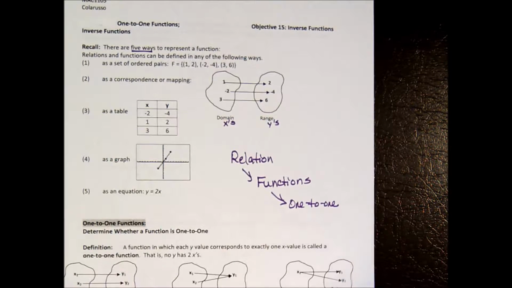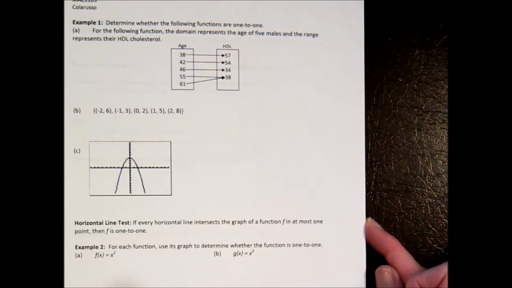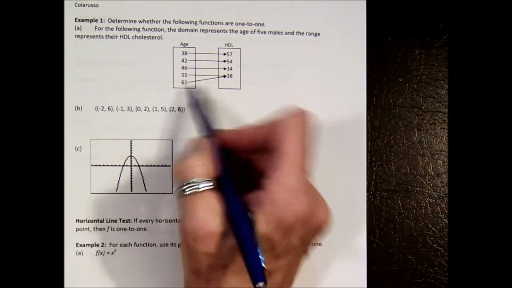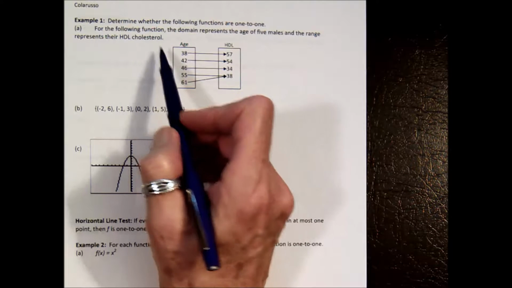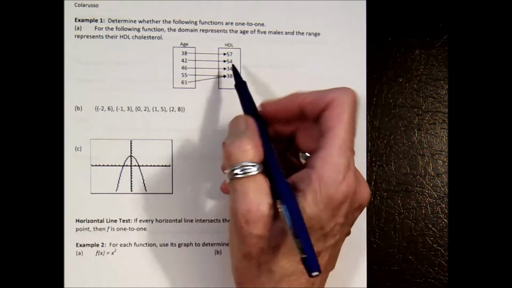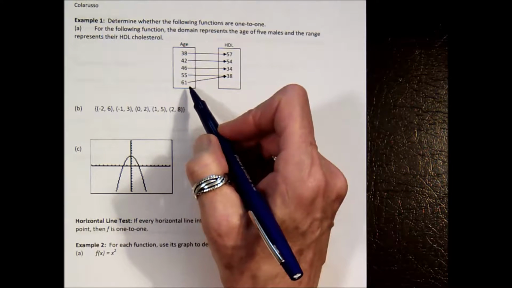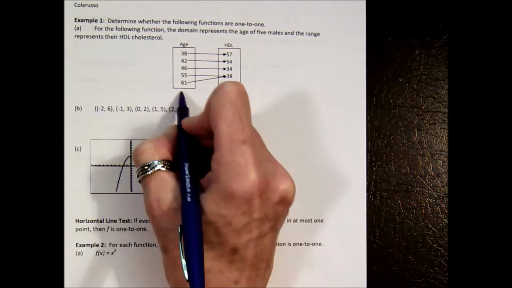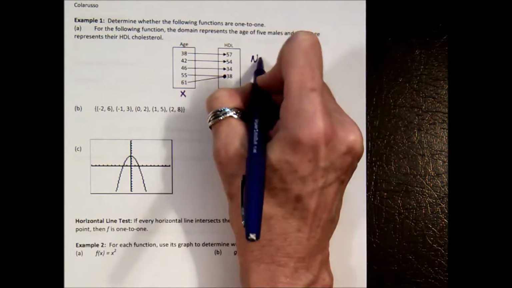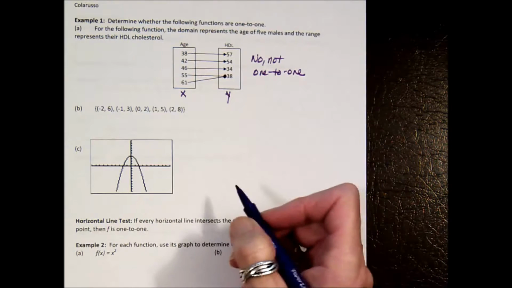All right, looking at our next page, we're actually going to determine if these examples are one-to-one functions. So it's already been given that they are functions. Every x only goes to one y. So for the following function, the domain represents the age of 5 different males, and the range represents their HDL cholesterol. So we want to know, is this function one-to-one? In other words, does every y only have one x? Well, as soon as you look at this y, it has 2 x's. So no, it is not one-to-one. It's still a function, but it's not a one-to-one function.